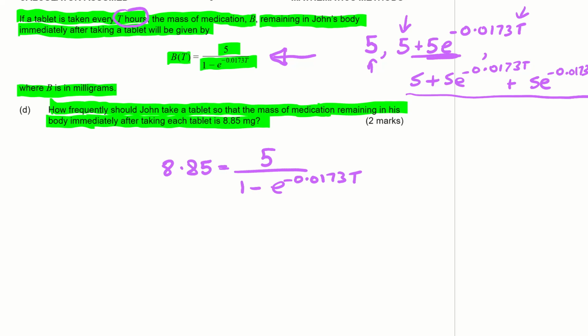Use the increments formula to approximate the change in B if the time between taking tablets increased by 30 minutes from the time determined in part D. So the first thing we need here is dB dt, and you certainly do that manually, but you can do it on your class pad as well. I've already done it. Let's just have a look. Here it is. So I've differentiated that and I get this.